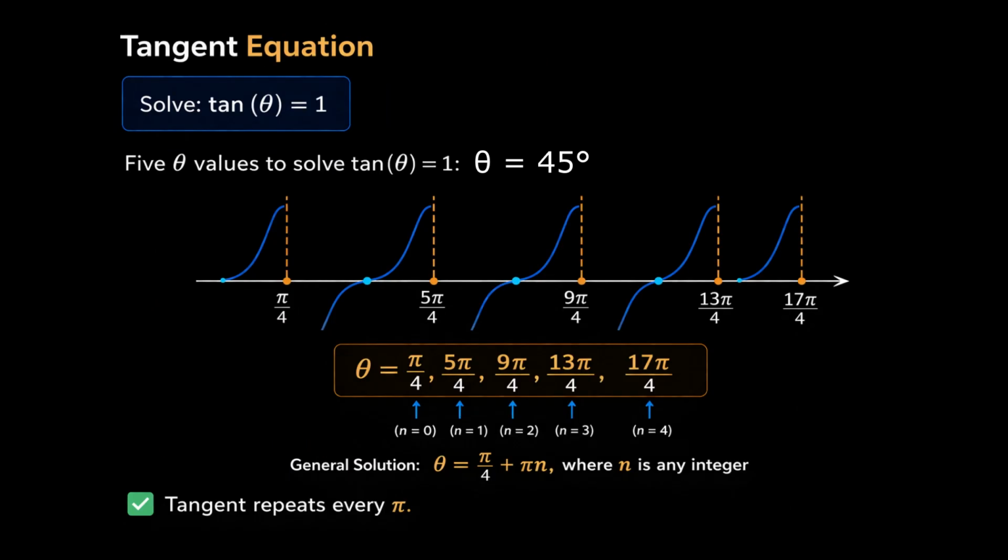Now solve tan theta equal to 1. From the standard value, theta is equal to 45 degrees, where tan 45 is equal to 1. But tangent repeats every pi. So theta is equal to pi by 4 plus pi n, where n is an integer. Tangent has a shorter period.